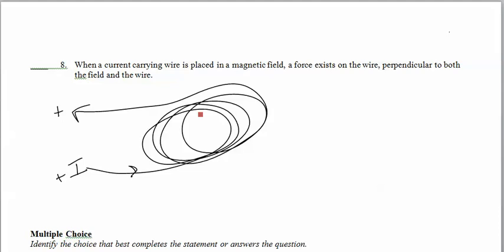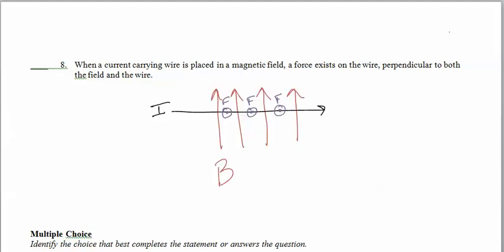I'm going to forget about what I have drawn here. Okay, this is when a current carrying wire is placed in a magnetic field, a force exists on the wire perpendicular to both the field and the wire. Well, that's true. In here, we've got the current going to the right, the magnetic field is going up.